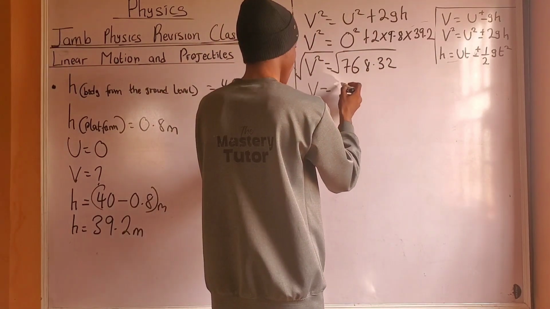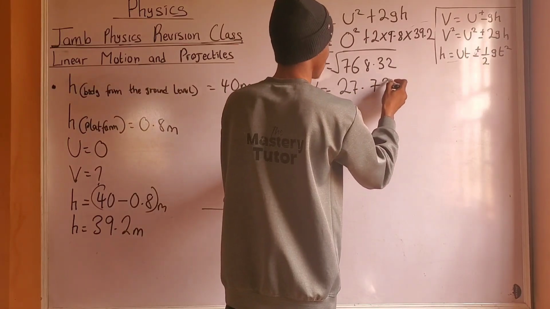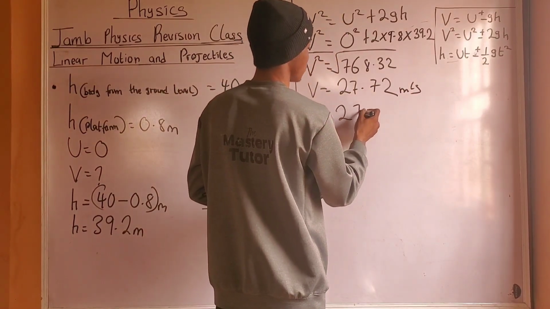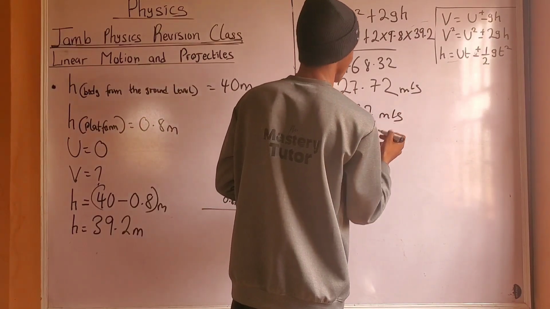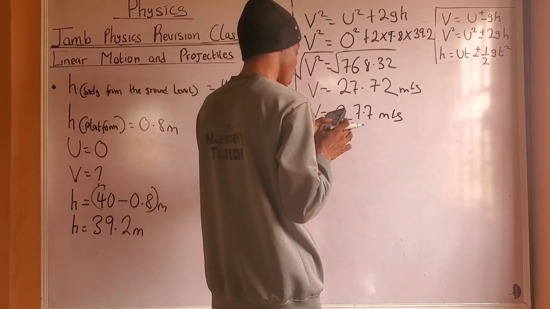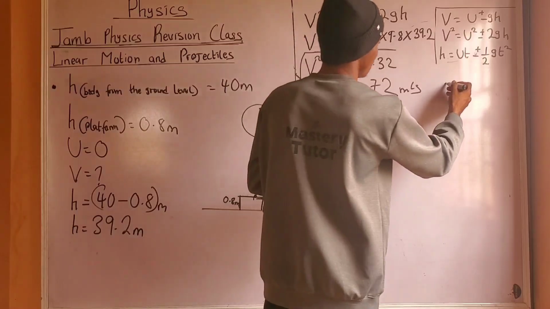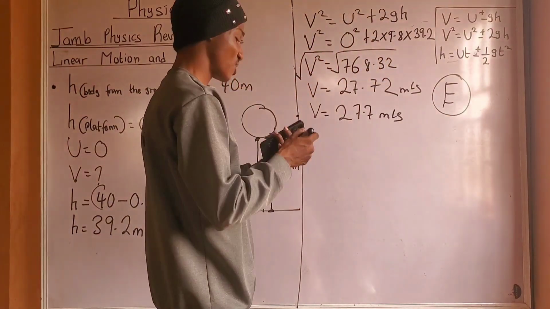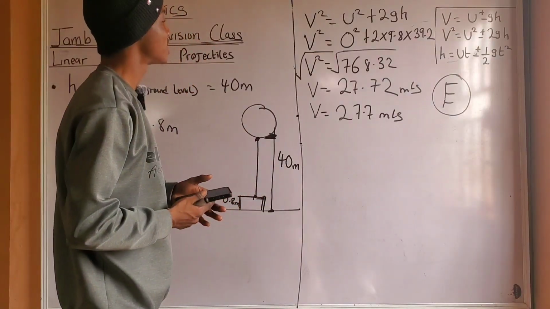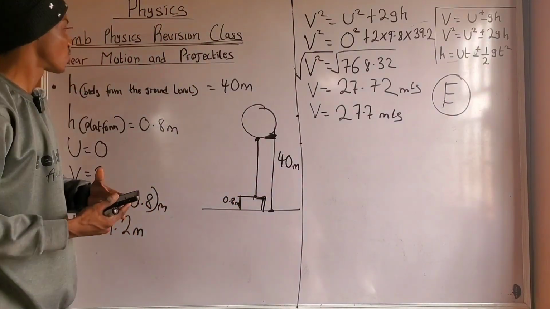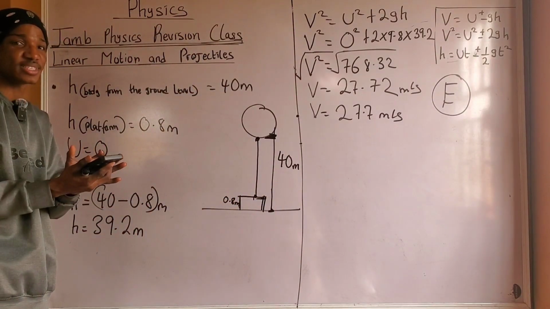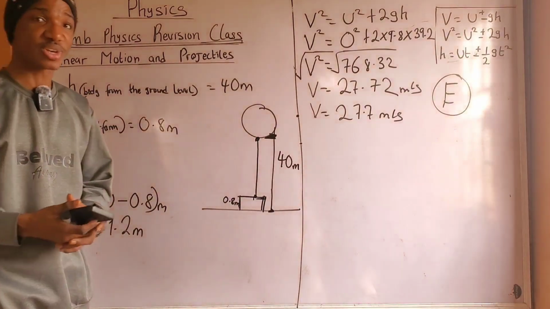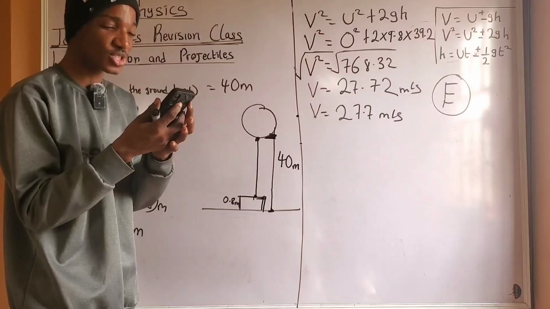V equals 27.72 meters per second. So V equals 27.7 meters per second. So the correct option to that question is option E. Option E is correct. Now, you can see that the question is twisted, but when you understand how to get the important information from a question, you'll be able to solve the question. Now, let's look at the next question.